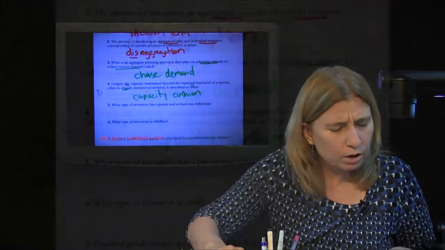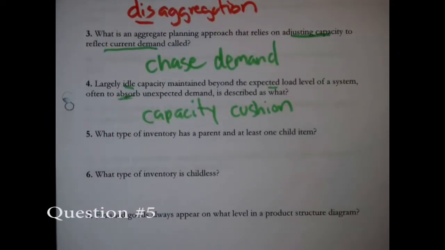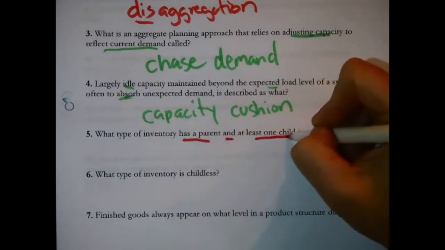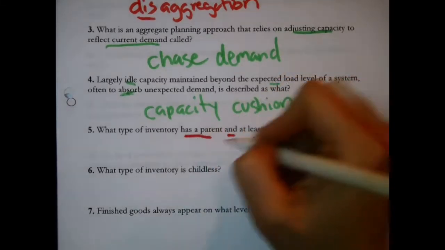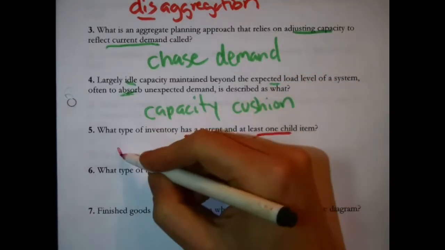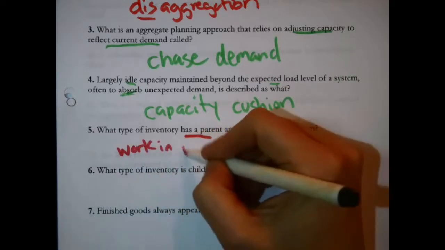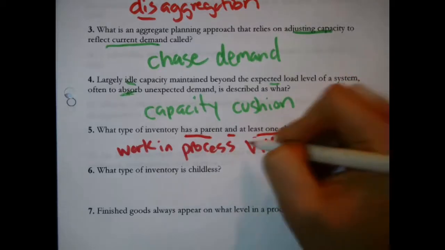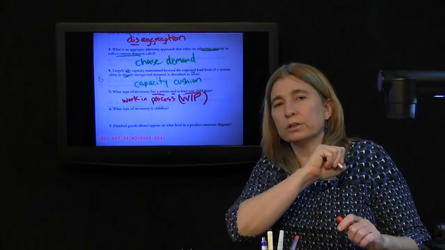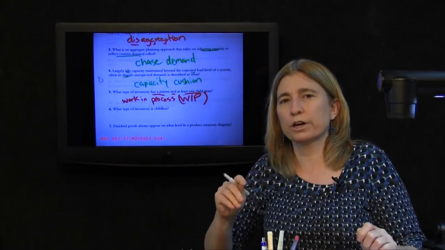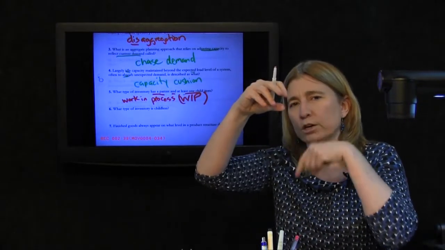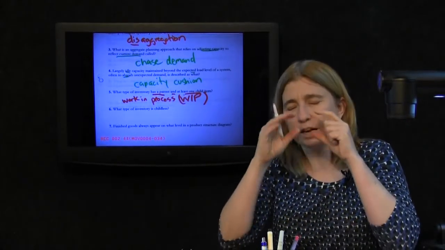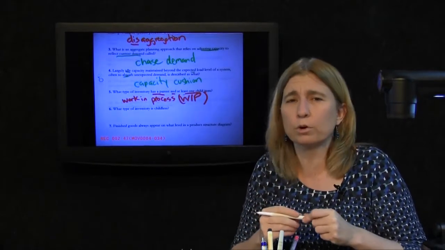Next question. What type of inventory has a parent and at least one child item? That is a symptom, those two things being true at the same time, of work in process, or WIP as it's commonly known. If you're looking at a product structure diagram and a particular item has a parent, right, it goes into something, and it also has children, meaning that there are things that are required to make it, that is indicating that it itself is work in process.